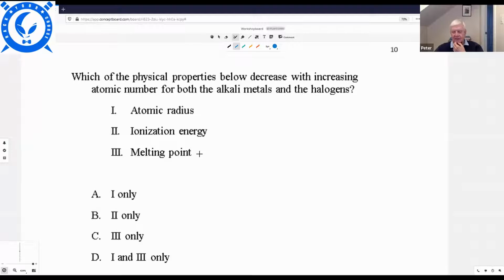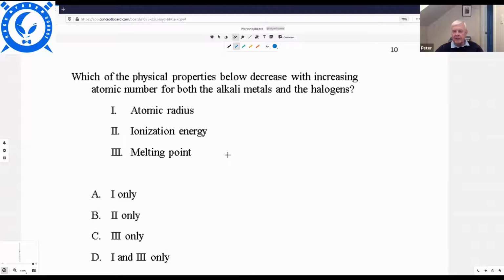So 2 is a yes. Melting point, now you have to be careful about this because the interatomic forces between the alkalis and the halogens are different. The alkali metals have metallic bonding. Remember, metallic bonding involves cationic metals, the cations of the metals, in a sea of delocalized electrons. Whereas for the halogens, they're nice diatomic molecules with only London forces acting between them.